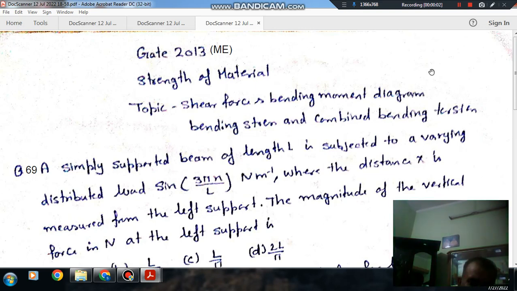Hello, welcome again. We are solving some questions of strength of material. The topic is shear force and bending moment diagram, bending stress and combined bending and torsion.